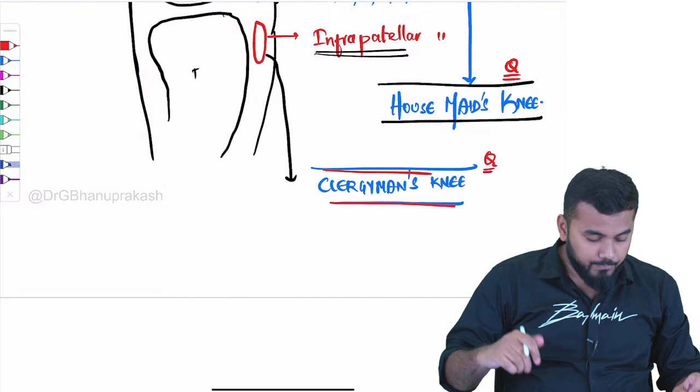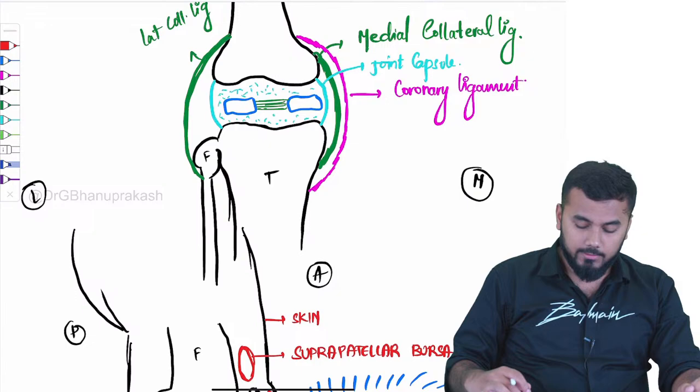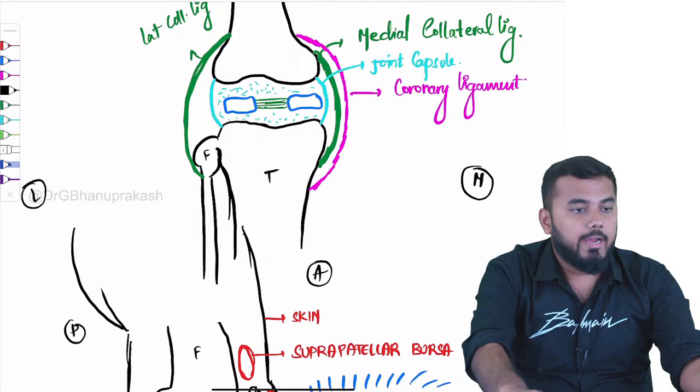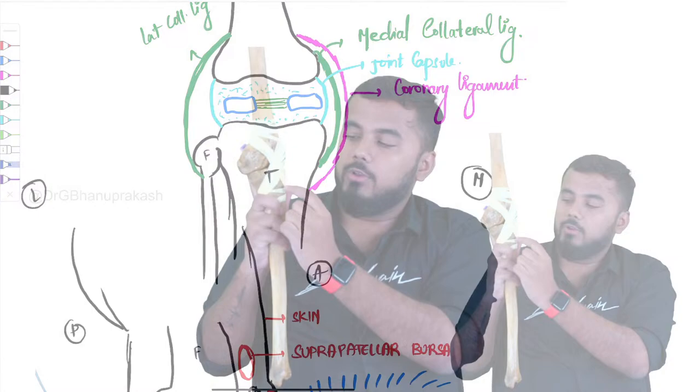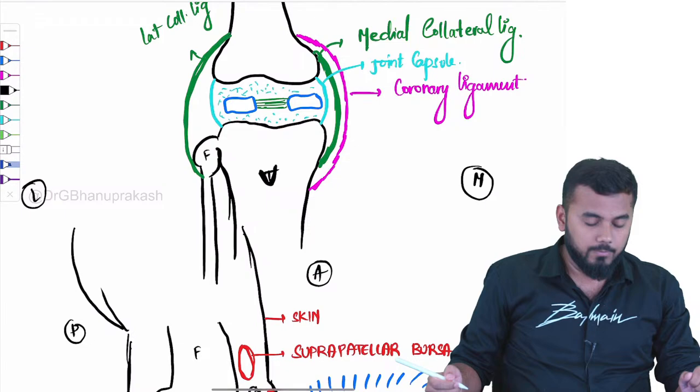Next important thing, very simple. Look here, on the tibia bone. All of you know, on the surface of the tibia you have a bumpy elevation. All of you can see a small bumpy elevation here. This bumpy elevation is called the tibial tuberosity.